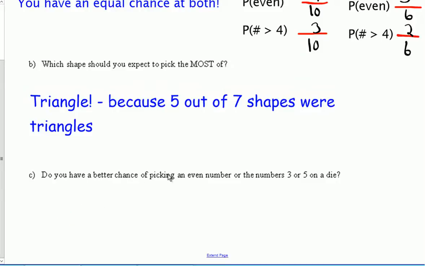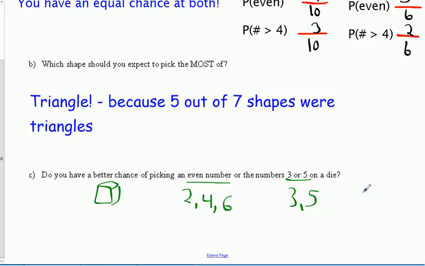My final question is, do you have a better chance of picking an even number or the numbers 3 or 5 on a die? Now, before I answer that question, I want you to think about, well, what are my even numbers? So my even numbers, which we just talked about, are on a die, right? Remember, here's my die. On a die, the even numbers are 2, 4, and 6. And then my numbers, these are just 3 or 5. So what do I have a better shot at getting? Getting these numbers or getting these numbers? What's my better chance?